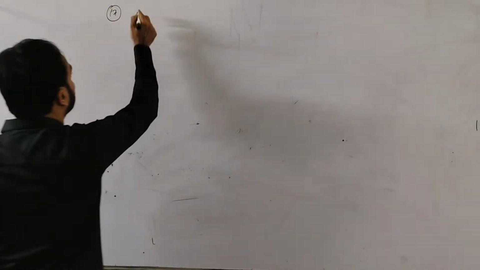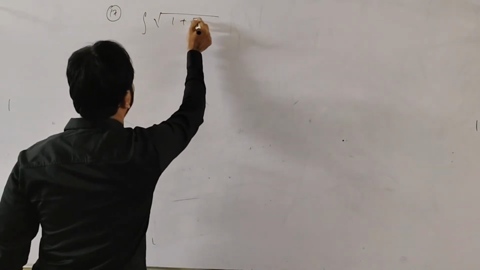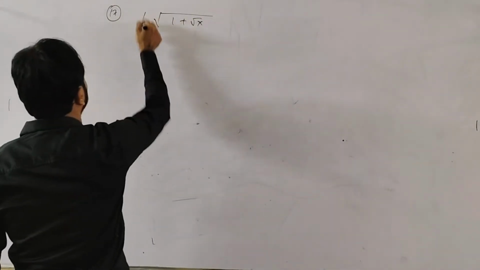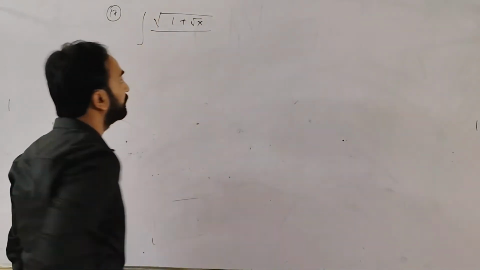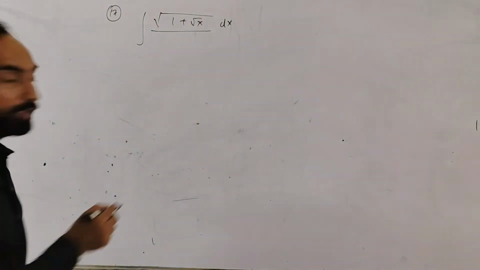That is the integral of square root of 1 plus square root of x. Okay, so there is one square root inside and another square root: 1 plus root x inside a square root, divided by, and obviously there will be dx, divided by the square root of x.